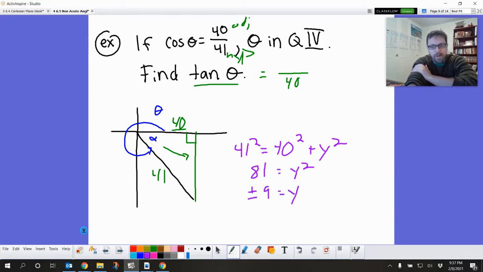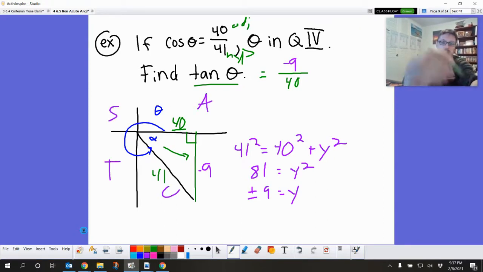Now, hang on. Do I want to use the positive case or the negative case? Well, hey, this thing's going down. And if it's going down, that's a negative direction. So I want to use negative 9 for my y value. So tangent is going to be negative 9/40, which makes sense. All students take calculus. In this quadrant, I should get a negative value for tangent. That's what I got. Nice.